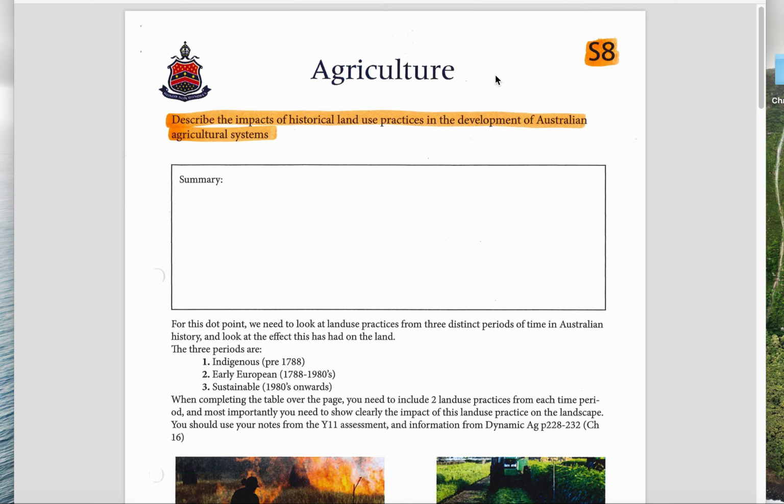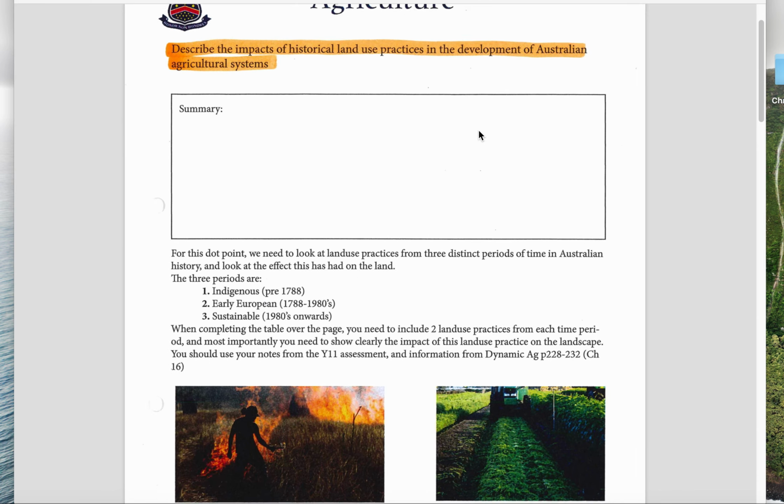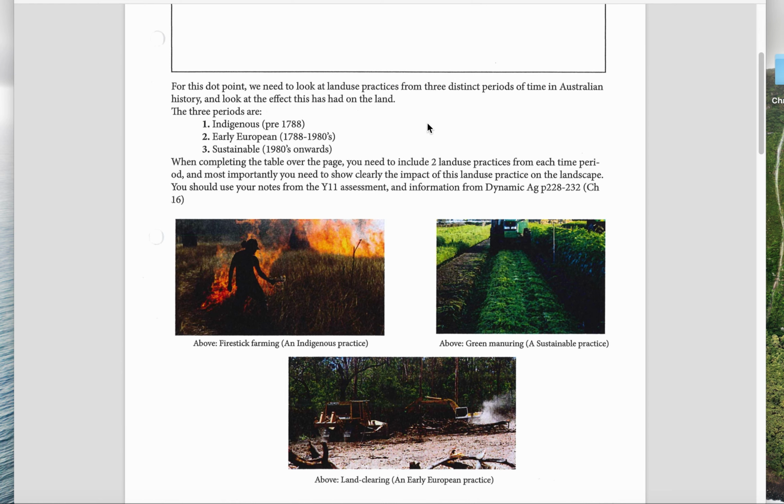Welcome to Dot Point S8, and today we're looking at describing the impacts of historical land use practices on the development of Australian agricultural systems. This is divided into three parts, and you will have done this in Year 11 as well in the overview topic, when you did an assessment on Indigenous, early European and more sustainable practices. So it's divided into three categories, and you really need to look at some from all three.